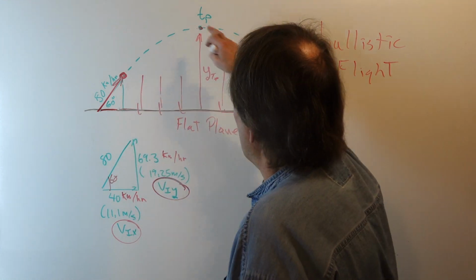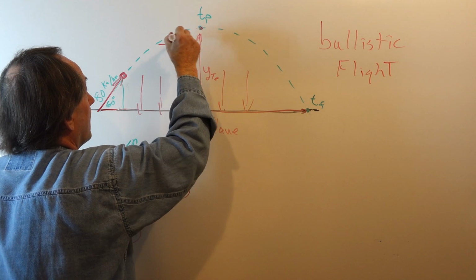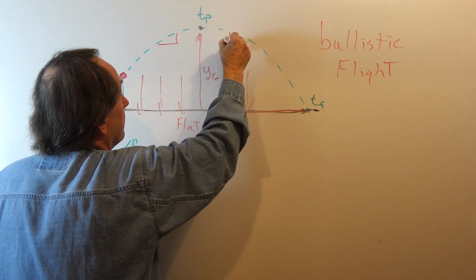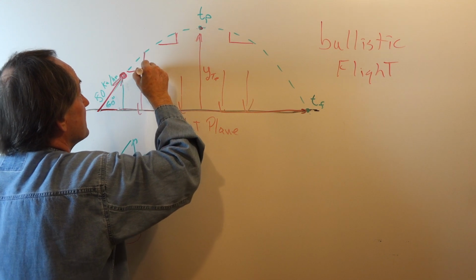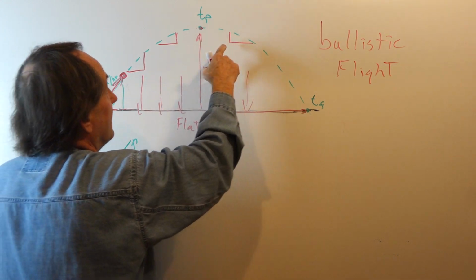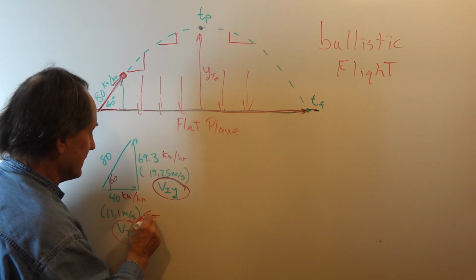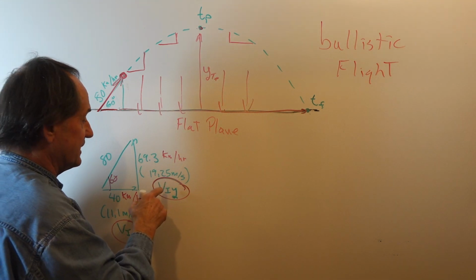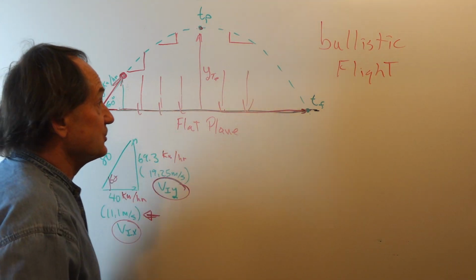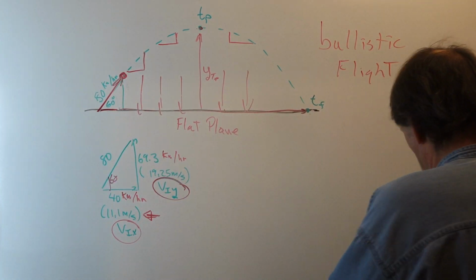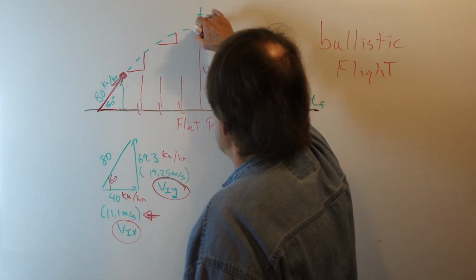Now, everywhere along here, there's going to be a horizontal and vertical component. The vertical component magnitude changes, but the horizontal component always remains the same at this value. This never changes. The only component that changes is in the vertical, and that is due to the gravitational force field.